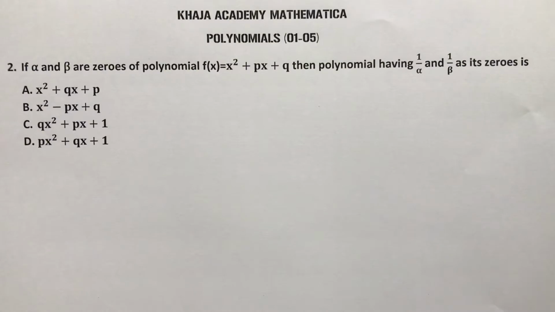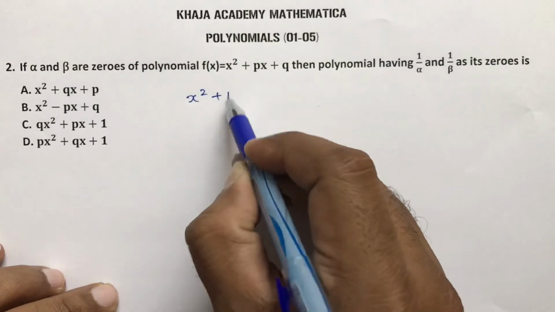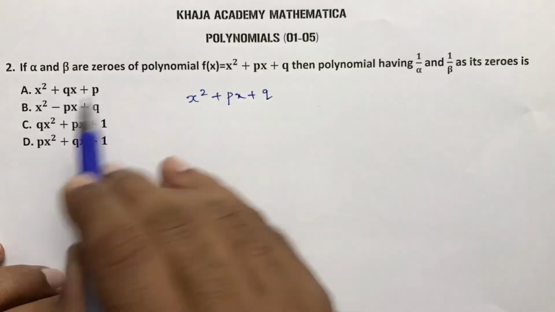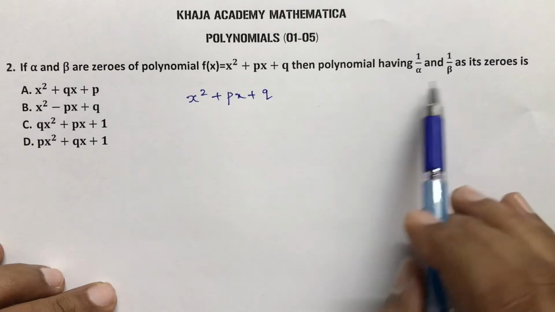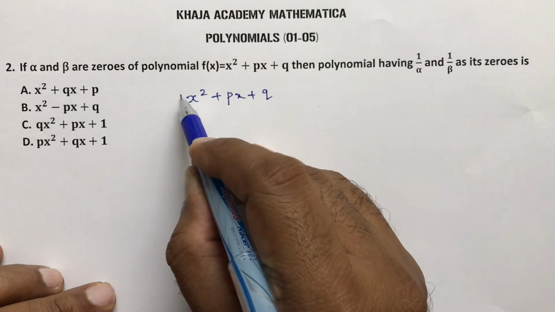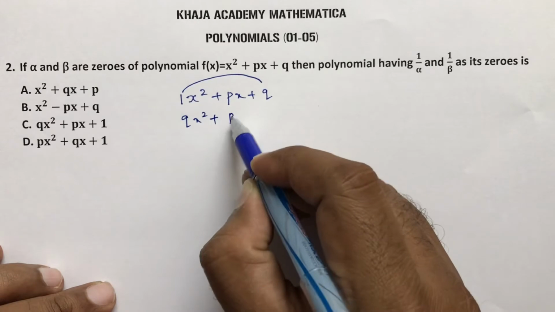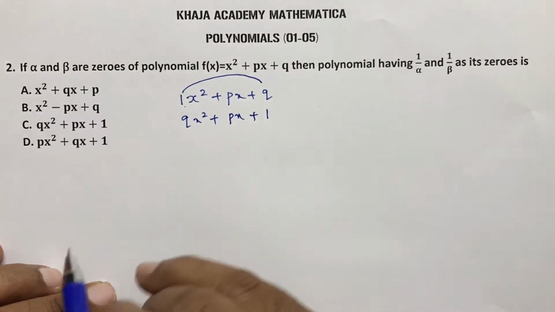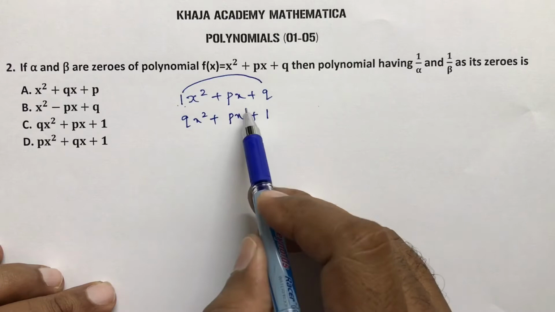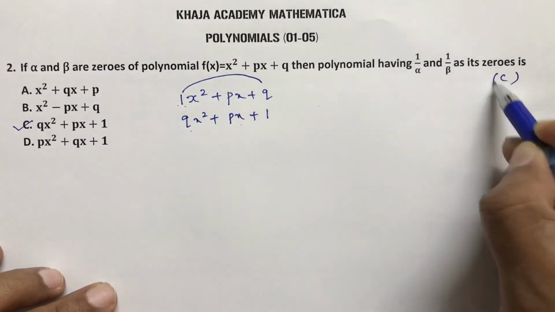Alpha and beta are the zeros of x square plus px plus q. Then find the polynomial having 1 by alpha and 1 by beta as its zeros. Now see, we need to find a quadratic equation whose zeros are reciprocals of these. If you interchange the coefficient of x square and the constant, you will get the answer. So the answer is qx square plus px plus 1. So the correct option is C. But I'll give the proof for this.